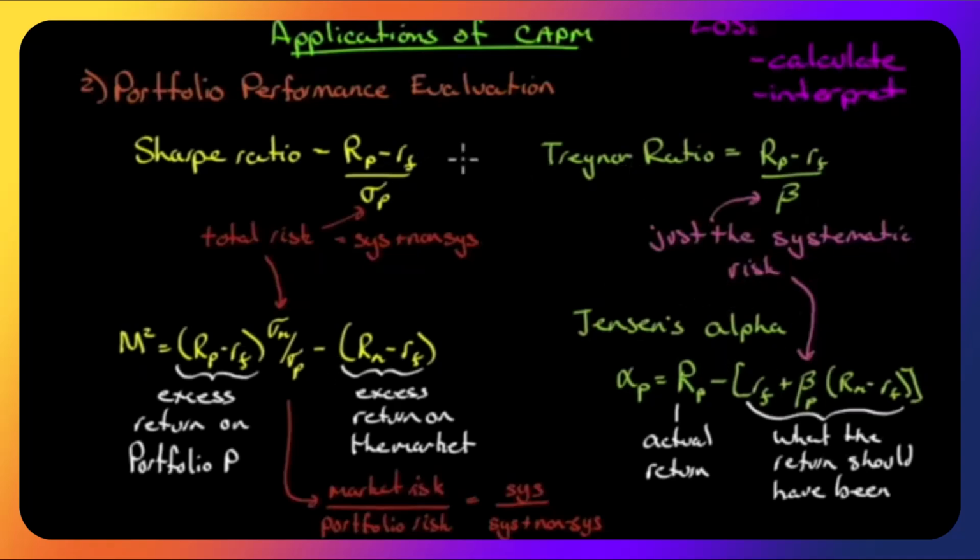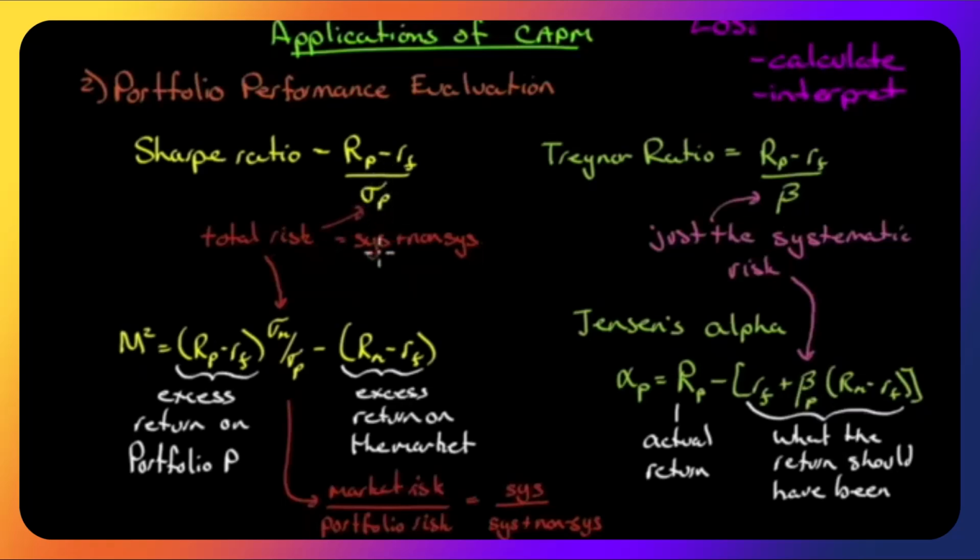We've seen this many times: the return on the portfolio minus the risk-free rate divided by the standard deviation of the portfolio. Notice the numerator here is the denominator. Here is the standard deviation. We're using total risk. In other words, the denominator is systematic plus non-systematic risk.